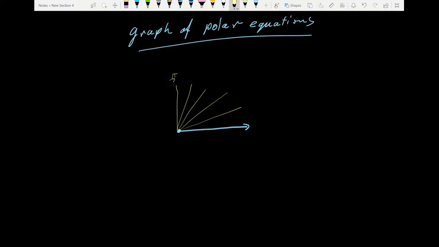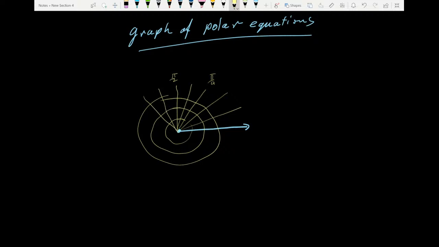This is pi over 2. Let's say this is pi over 4, and so on. And then you have this grid. So we call this radian 1, radian 2, radian 3, and so on. Okay? So we're going to graph polar equations.